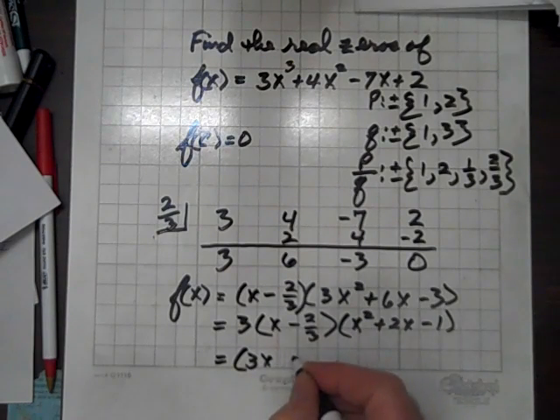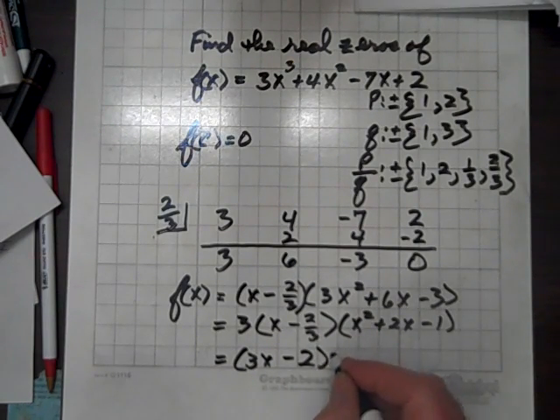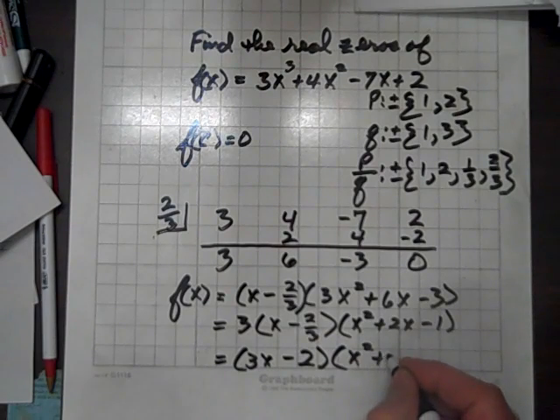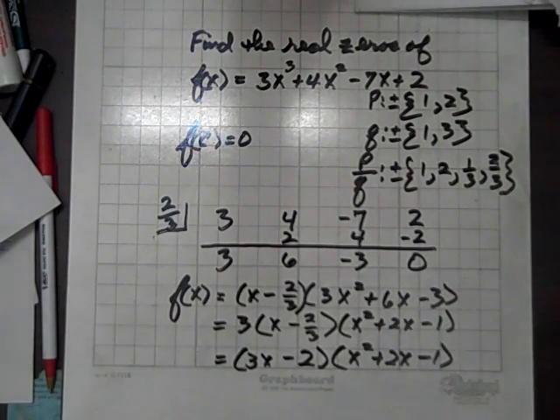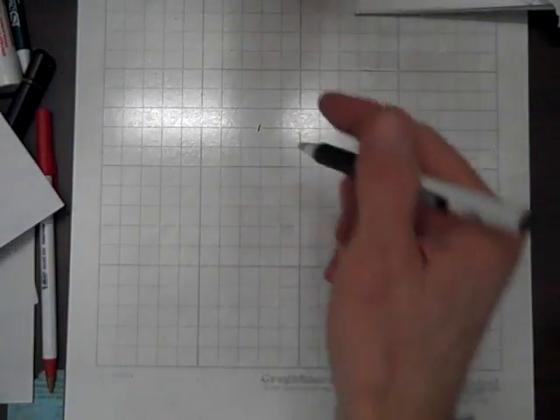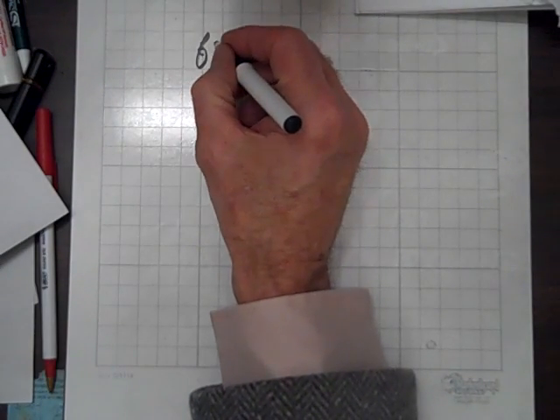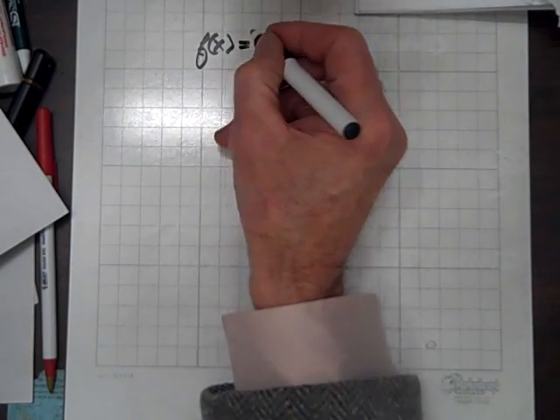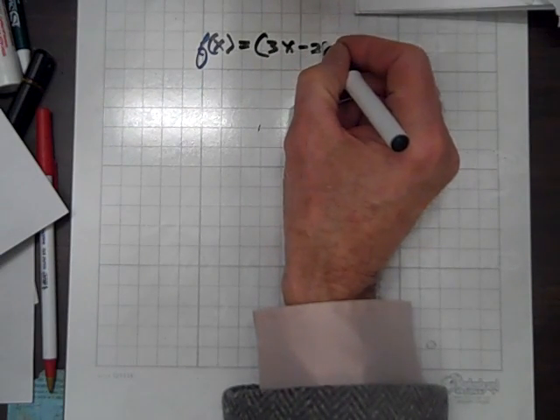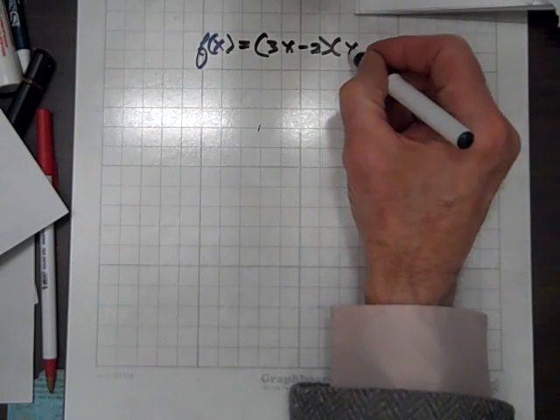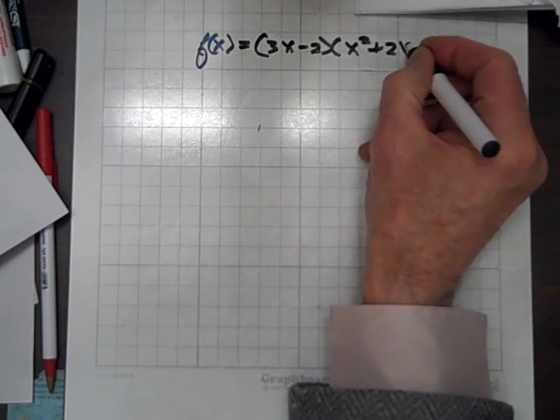3x minus 2 times x squared plus 2x minus 1. So I'm about out of board, so I'll go to another board, and we have f of x equal to 3x minus 2 times x squared plus 2x minus 1.